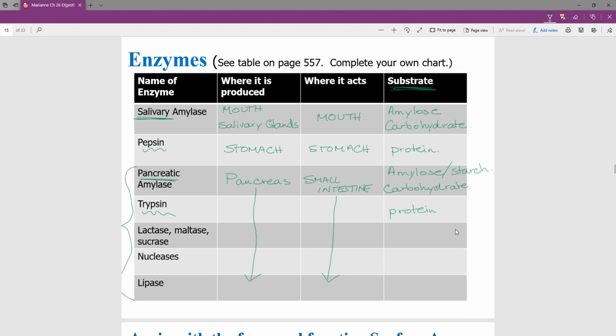Lactase, maltase, sucrase, if you remember those, they are all breaking down carbohydrates or sugars. You could be specific in their substrates, so it would be lactose, maltose, and sucrose. But generally, they're all carbohydrates there. Nucleases, got to make sure we get all of our macromolecules, are going to break down nucleic acids into their nucleotides, their monomers, so those can be absorbed and reused by the body. And then lipases, they're going to break down lipids or fats.